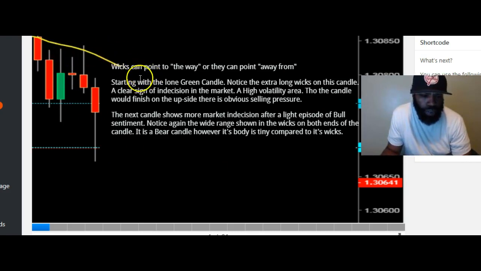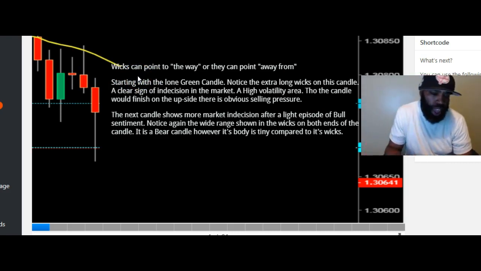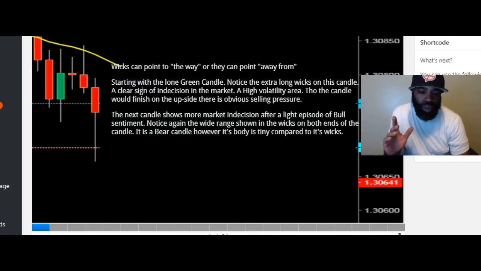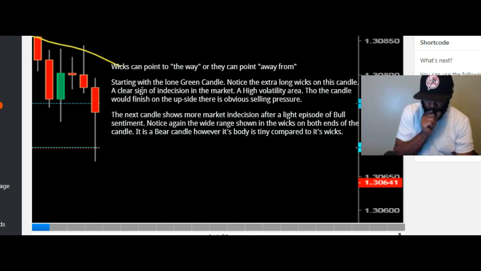First thing with these wicks: wicks can point to the way or they can point away from. What I mean by that is they can point to where the market is going, or away from where the market is going. A lot of times these wicks come at significant points in the market, at traditional support and resistance, because wicks represent price movement. It represents a behavior in the market, price moving very quickly from one point to another.